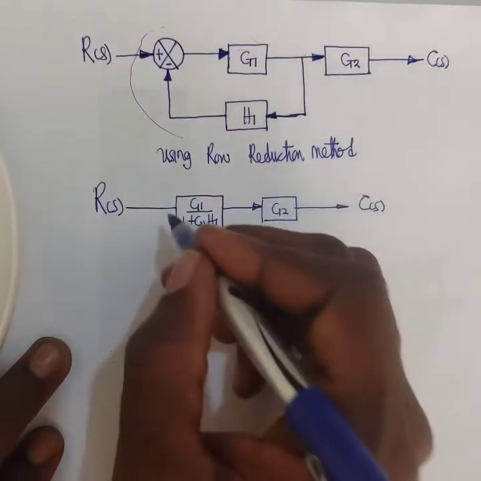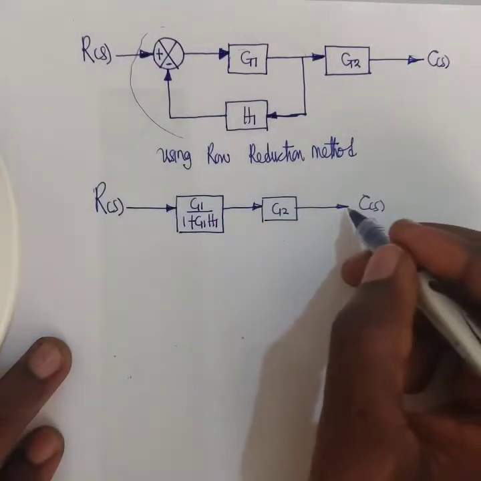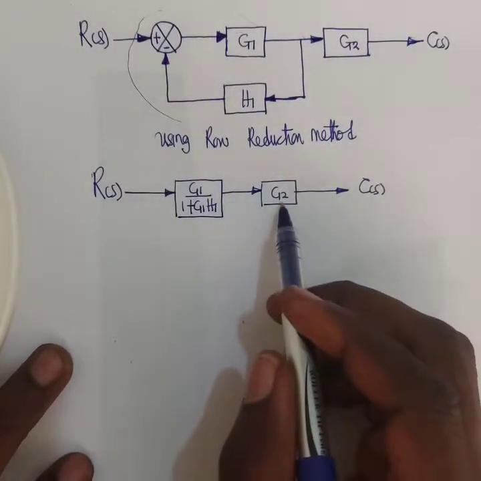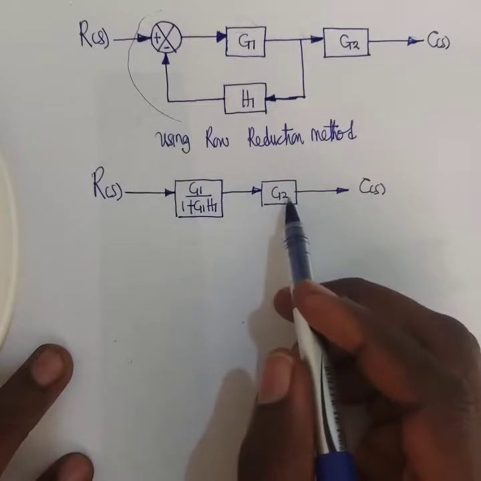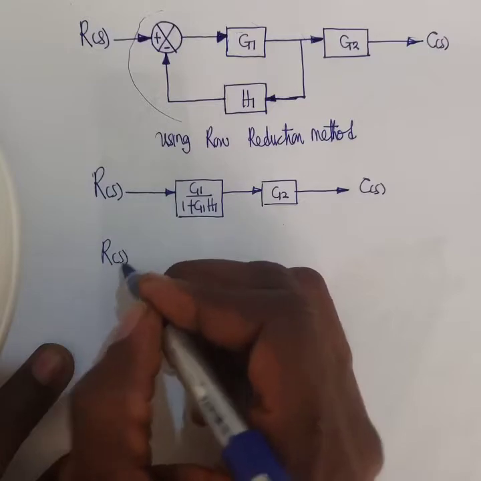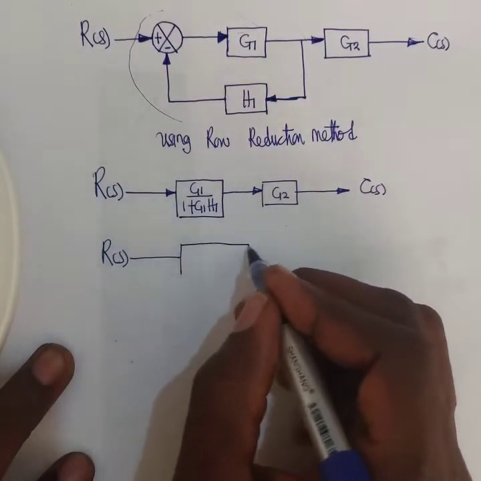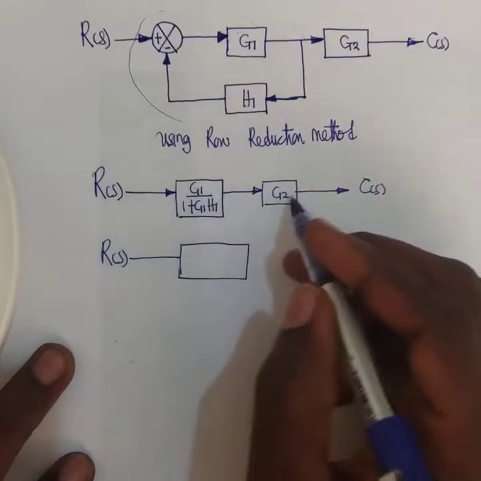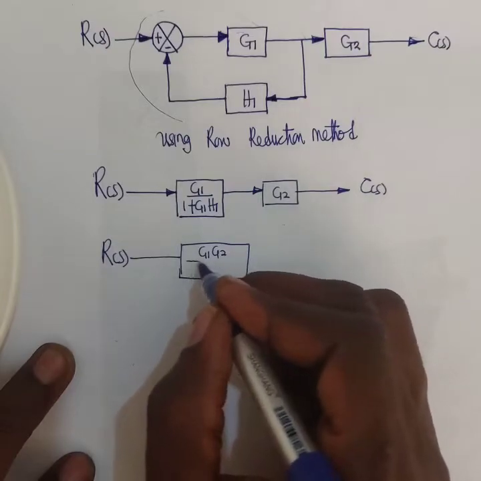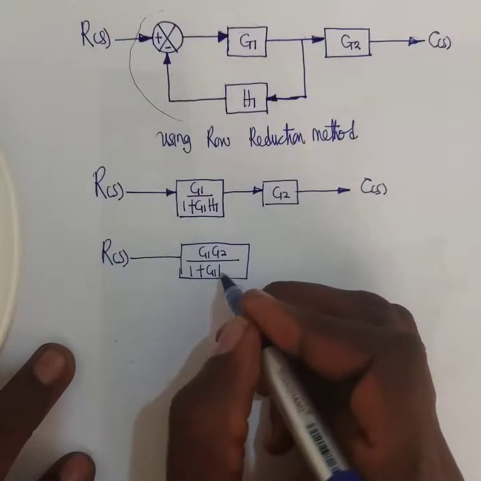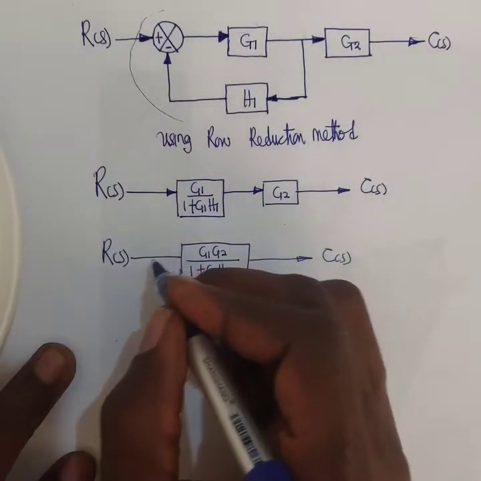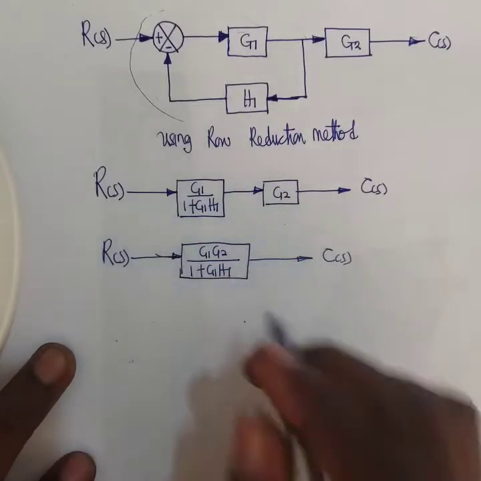So make sure you join your arrows together. Now we have this. This is what we have left. And since I told us again at the same time that whenever you have two rectangles, what happens? You multiply together. So these two can easily multiply each other. So if they should multiply, this is going to be my next diagram. I will have G1 all over 1 plus G1 H1 times G2. I will have G1 G2 all over 1 plus G1 H1. Then with my output signal C(s). So this is what I'm going to be having.